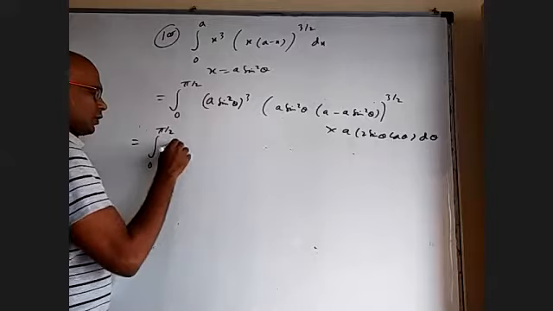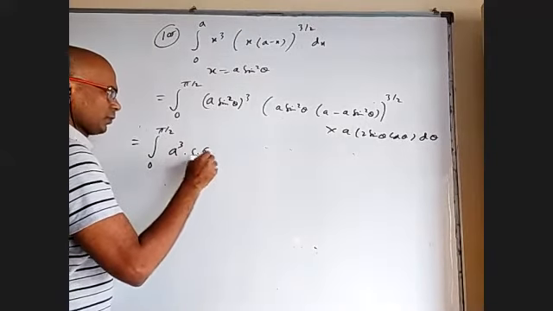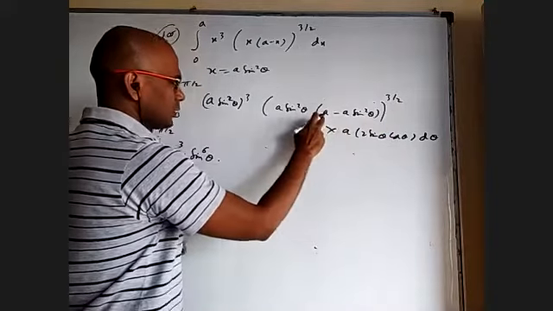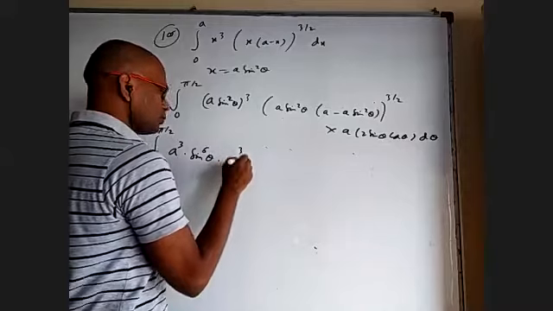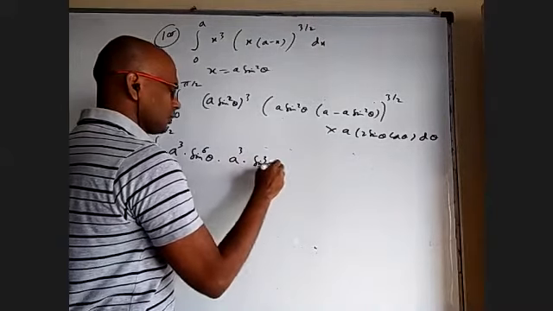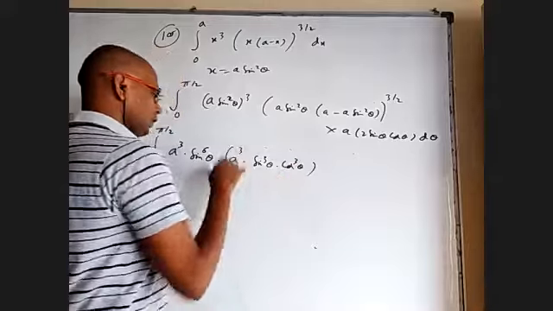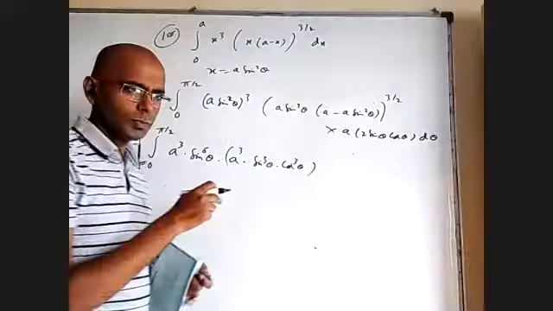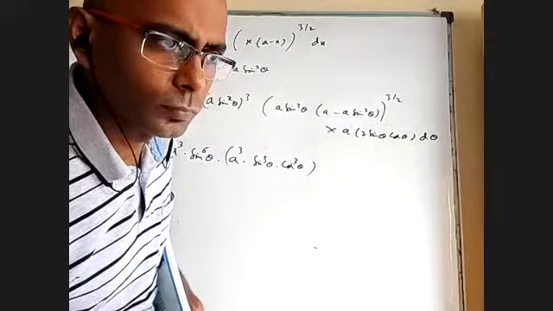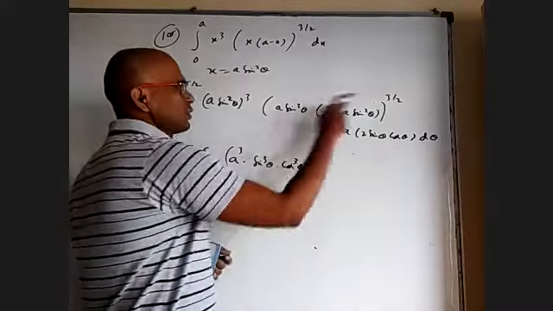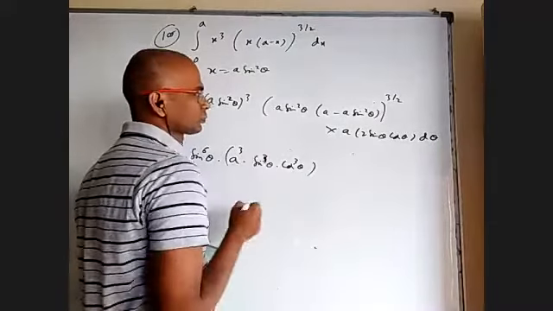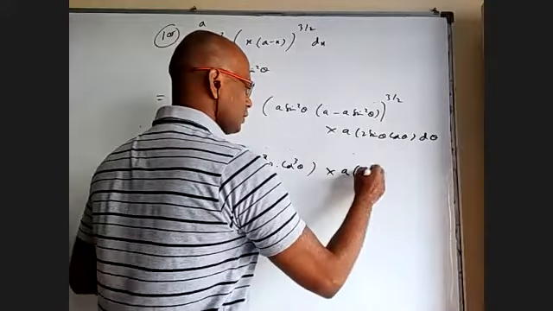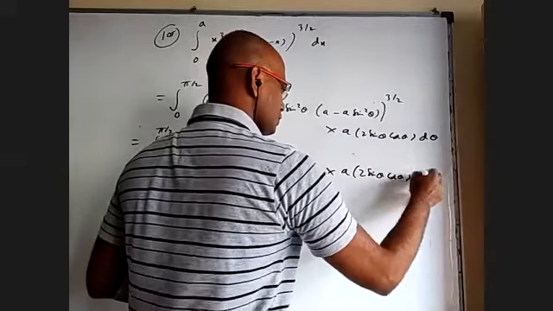This is a cube sine power 6 theta. This is 3 by 2 and this will go. Actually, I'll get one a common here. I'll get a cube sine cube theta cos cube theta. I'm directly writing, but if you take a common here, you'll get a square whole power 3 by 2 is a cube, and sine square theta whole power 3 by 2 is sine cube, and 1 minus sine square theta, cos square theta whole power 3 by 2 is cos cube, into a into 2 sine theta cos theta.